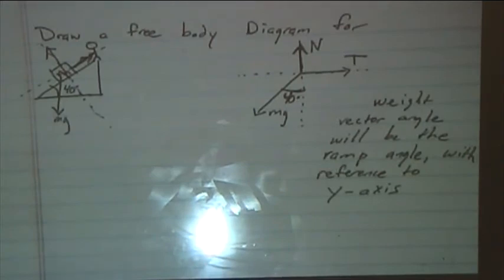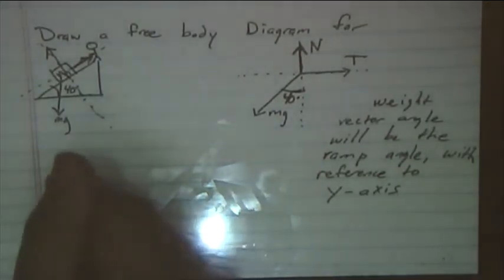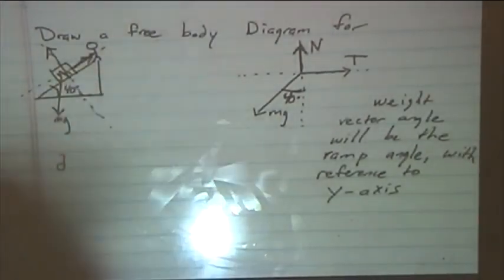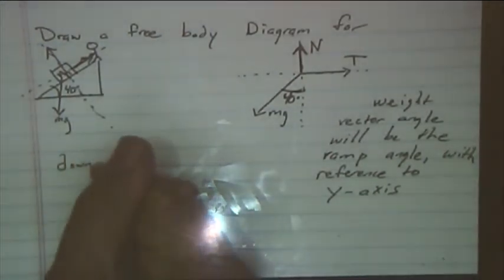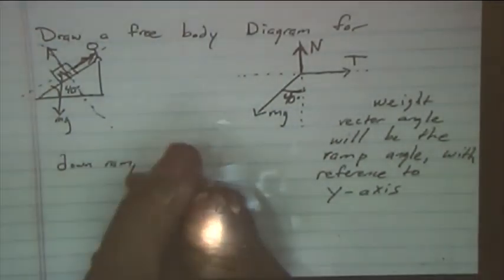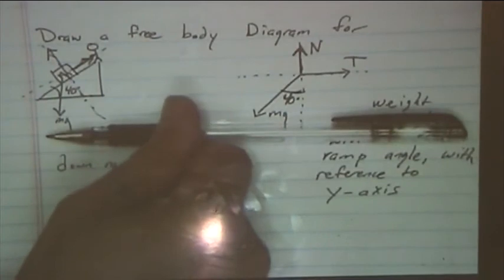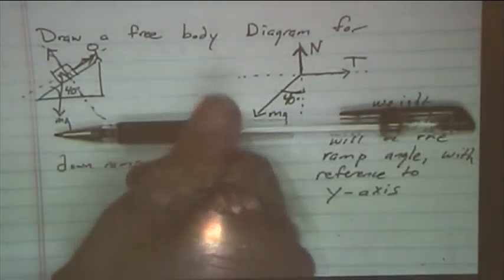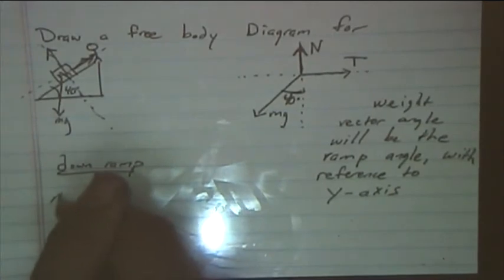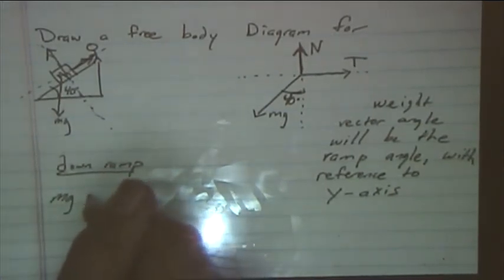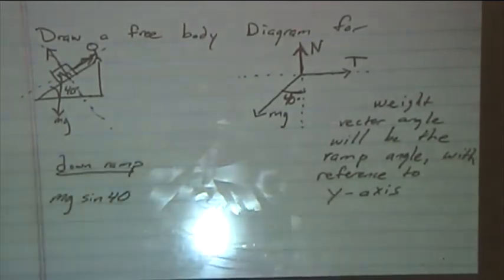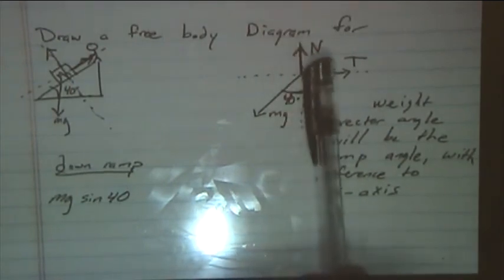Now sometimes you might want to know what are the components of the weight going the particular directions. So the part of the weight that pulls the box down the ramp is going to be the horizontal component, because remember, the horizontal direction goes up and down the ramp. So the horizontal component is going to be opposite of our angle, so that would be mg sine 40. And if we did have friction, we need to know the normal force, and so we can see that that's going to be adjacent.